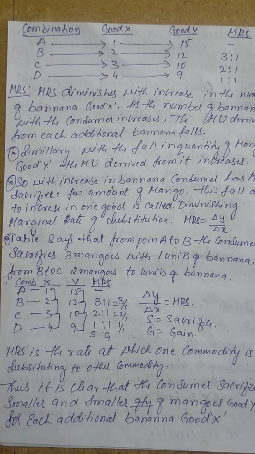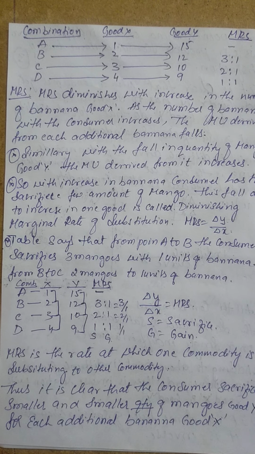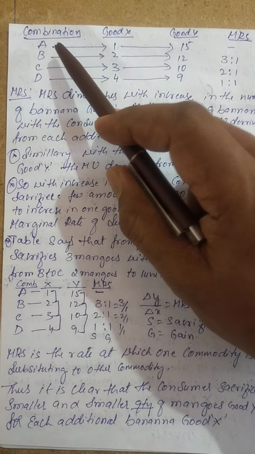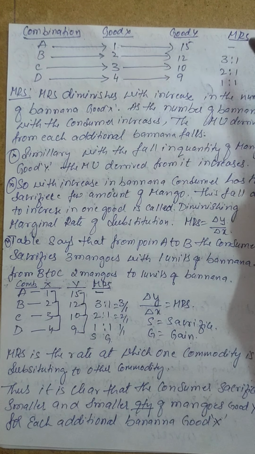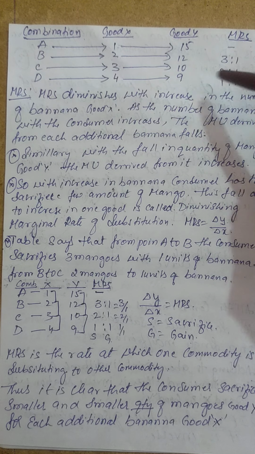I have already done this in the second, third or fourth video, I think, at the starting of the second chapter. I explained this combination of two goods. That is what we are discussing here, MRS, which is nothing but a small change in good y and a small change in good x. Whatever changes take place will be considered the marginal rate of substitution.